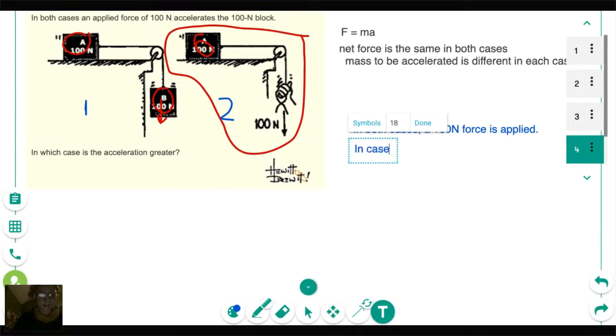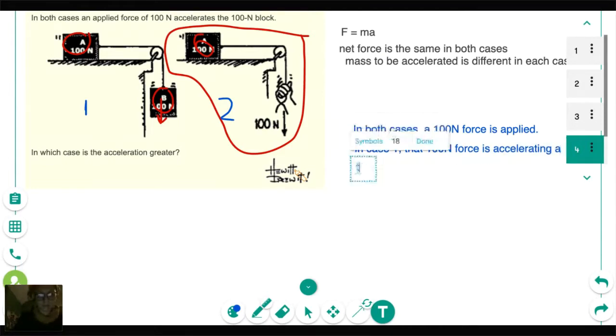In case 1, that 100 Newton force is accelerating a 2-block system.